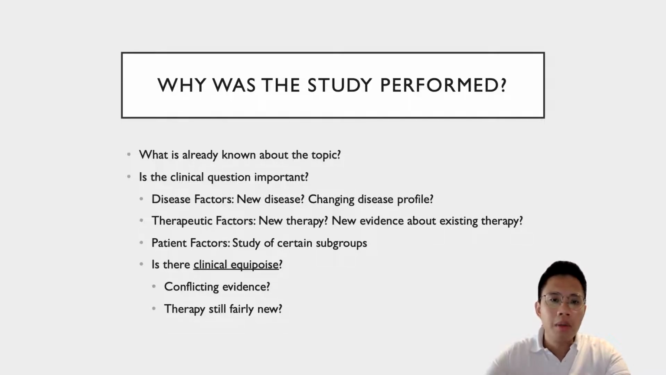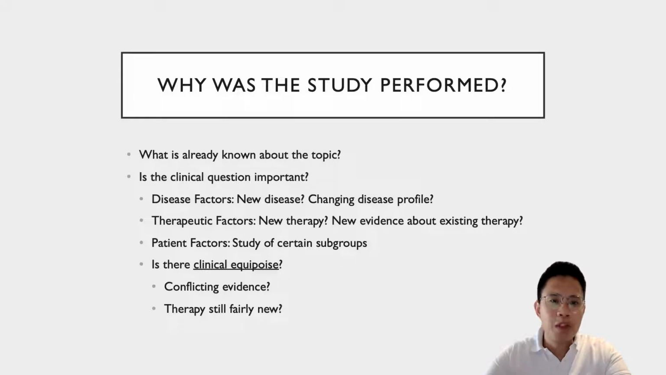An example would be that many big RCTs are based off Western-based populations. And when it comes to understanding perhaps the disease profile in the Asian population, specific studies may be undertaken to address these questions. And oftentimes when a study is being performed, there has to be some degree of clinical equipoise, otherwise understood as some degree of uncertainty around the question that's being investigated.